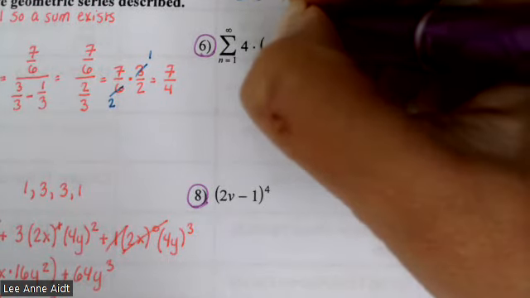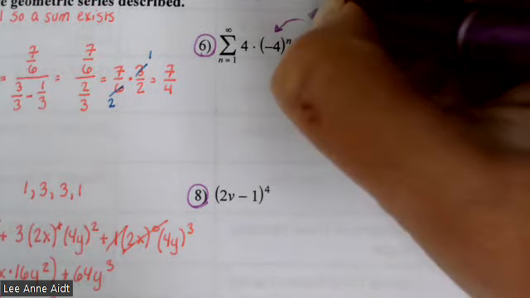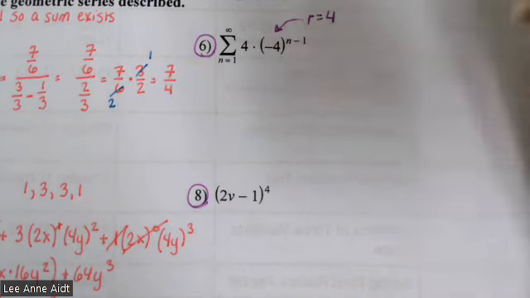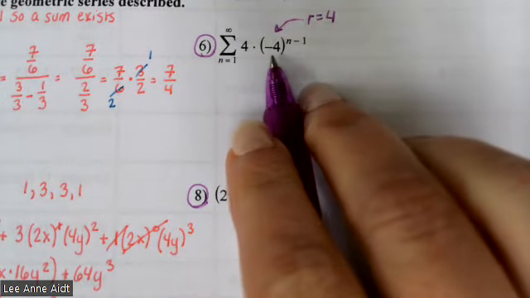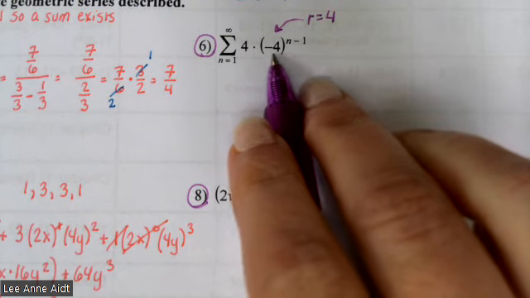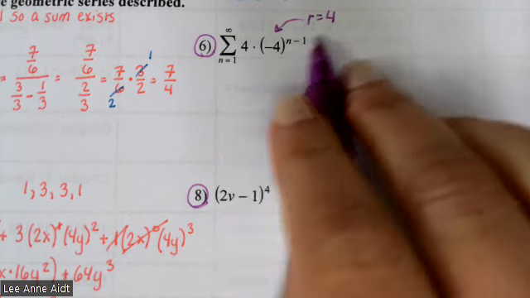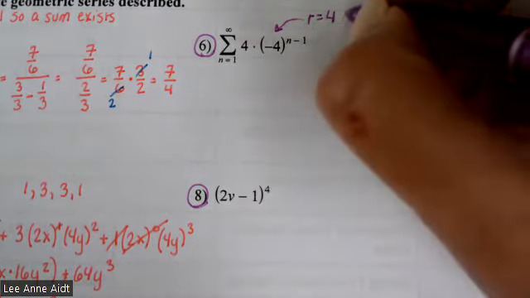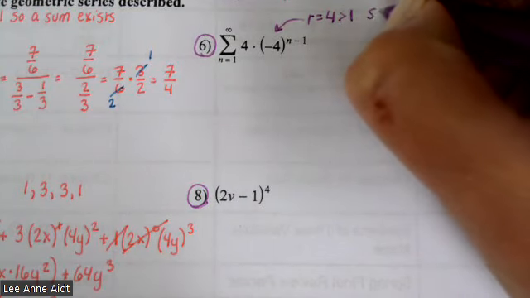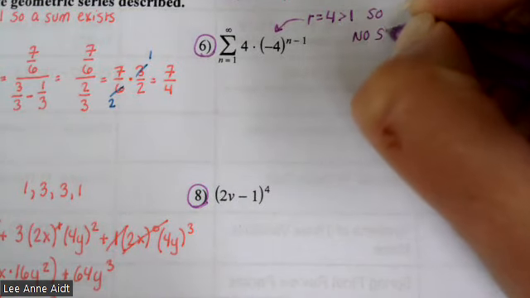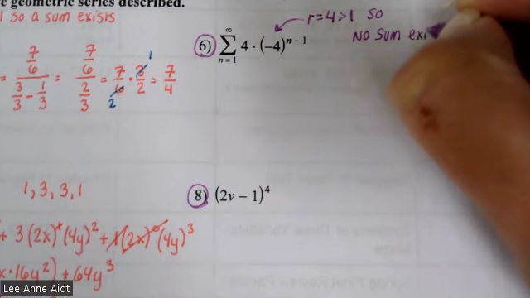First one, R is 4. I don't care about the negative. The negative is not going to matter here. I'm just saying R is 4, which is greater than 1. So no sum exists.